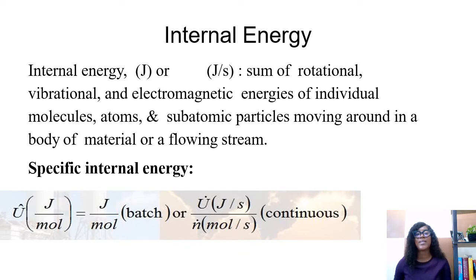Now let's review internal energy. So as previously discussed, internal energy looks at the sum of the rotational, vibrational, and electromagnetic energies of individual molecules, atoms, and subatomic particles moving around in a body of material or in a flowing stream. So it takes into consideration everything from a molecular or subatomic level. Now, internal energy is not something that you can just get up and calculate. We have to look at it from different states.